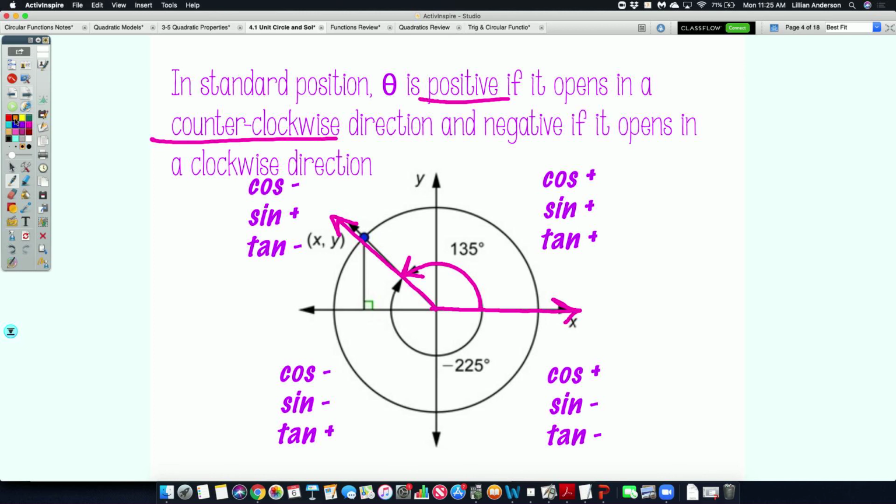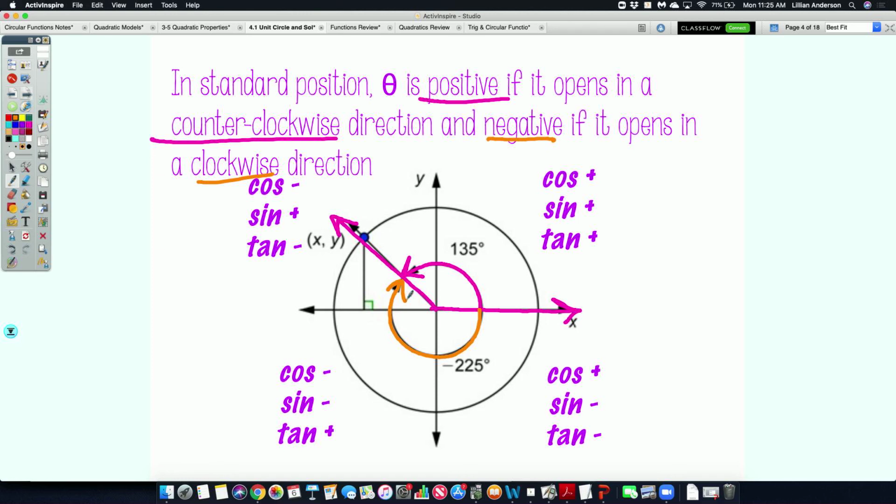You create a negative angle if it opens in a clockwise direction. So if it goes in the clockwise direction, that is a negative angle. In this case, you have negative 225 degrees. How many degrees are in a circle? 360. So if you take away the negative, those do add up to be 360 degrees. Okay, so if anything, they're complements of each other.